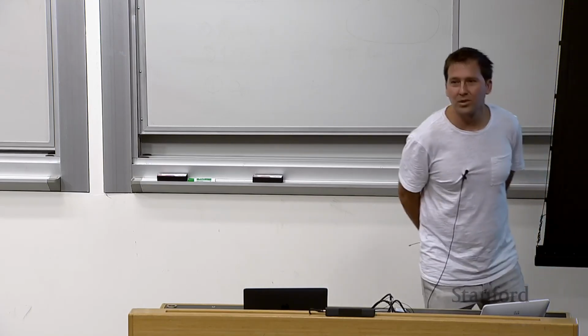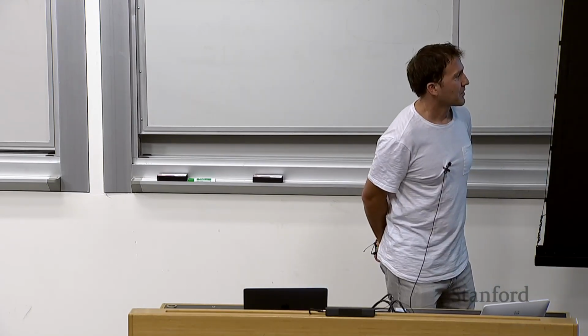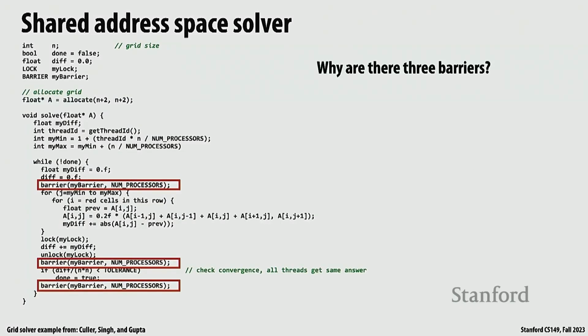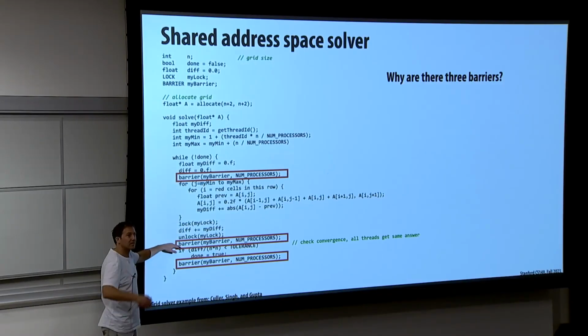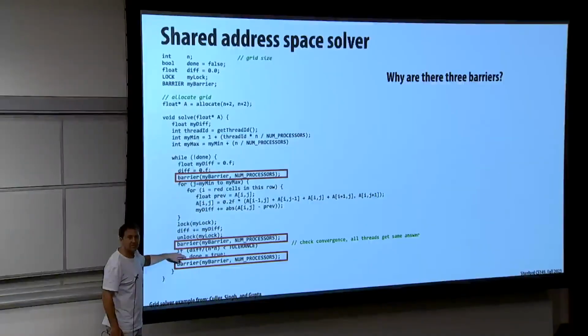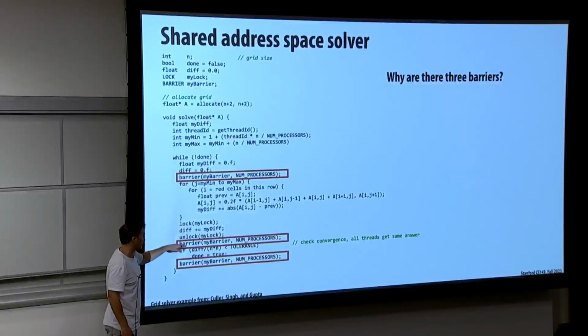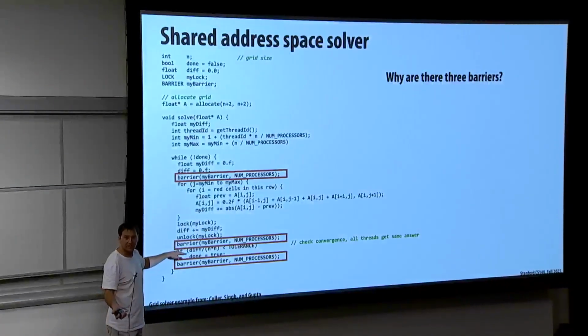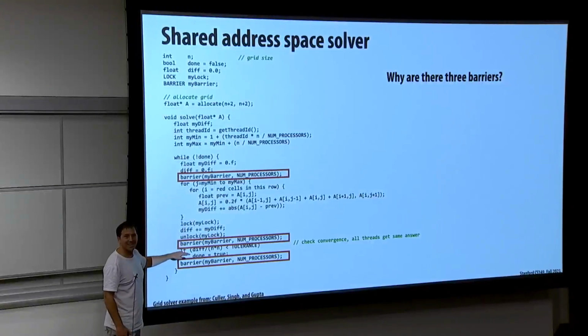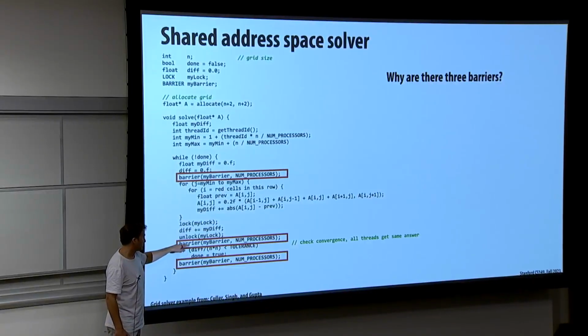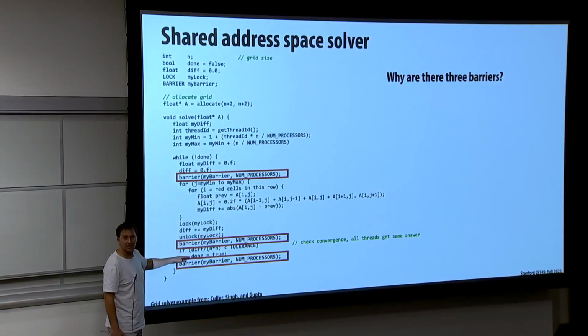Okay. So since we have 2 minutes, let's see if we can talk it over. I think the first one to really look at is the one that's the most obvious, the second barrier here. Why did I put a barrier in the code here? Yes, sir. For all threads to get the correct diff value for that iteration. Before any thread checks to see if the system has converged, we need to make sure that all threads have performed this update so that we're looking at a correct diff value. That makes sense.